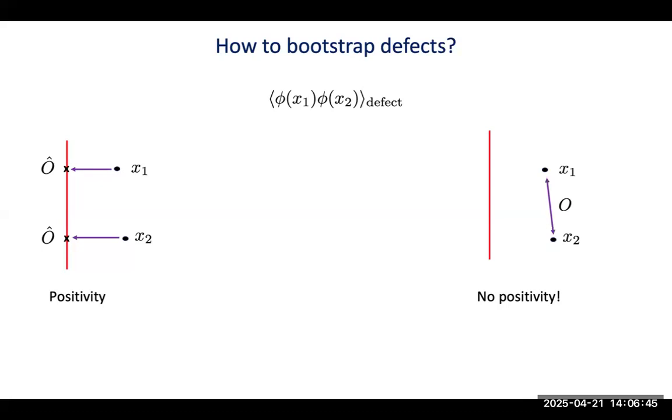The other channel in which you can expand is to use the bulk operator product expansion: fuse x1 and x2 first, and that gives you an expectation value of the resulting operator in the presence of the defect. There is no positivity in this channel, right? You get a product of the expectation value of the operator times the OPE coefficient. No reason for that to be positive. So this is the problem: usual linear programming or semi-definite programming techniques do not apply, because even though you have a nice crossing equation, you don't have positivity in that crossing equation.